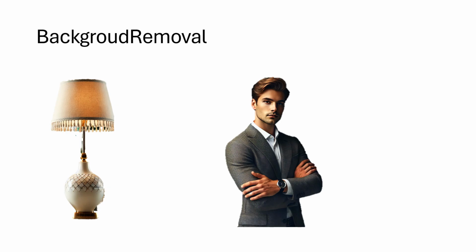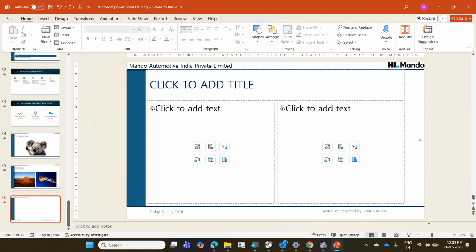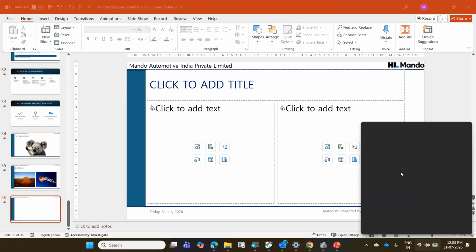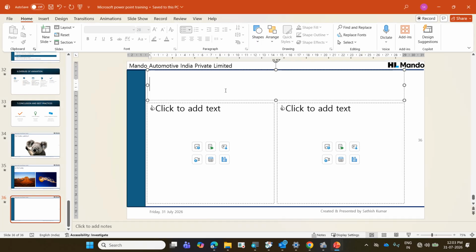So let me try here. But to try this, I have to disconnect my Wi-Fi. Otherwise, it will go to AI online. So we have to remove the background now. Let me insert the pictures one by one. First, I click here and go to From a Device, and I select the picture which is available in BGR. Select the first picture and I say Insert. Similarly, I click here, go to From a Device, select the second picture and insert.